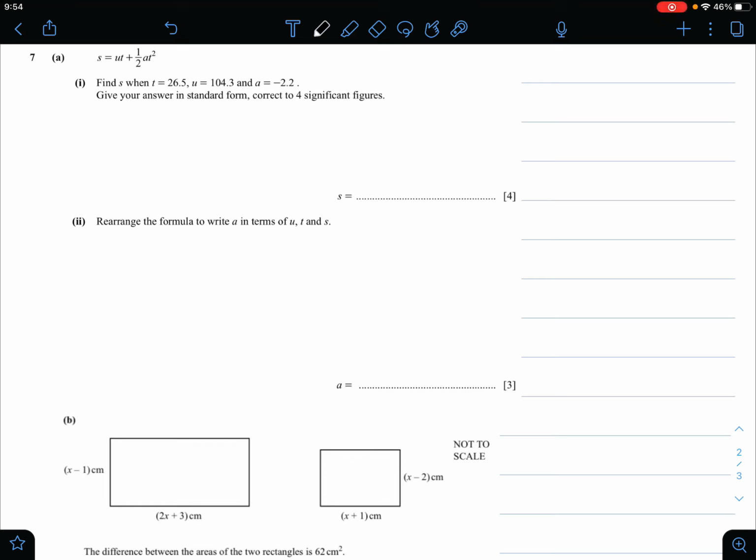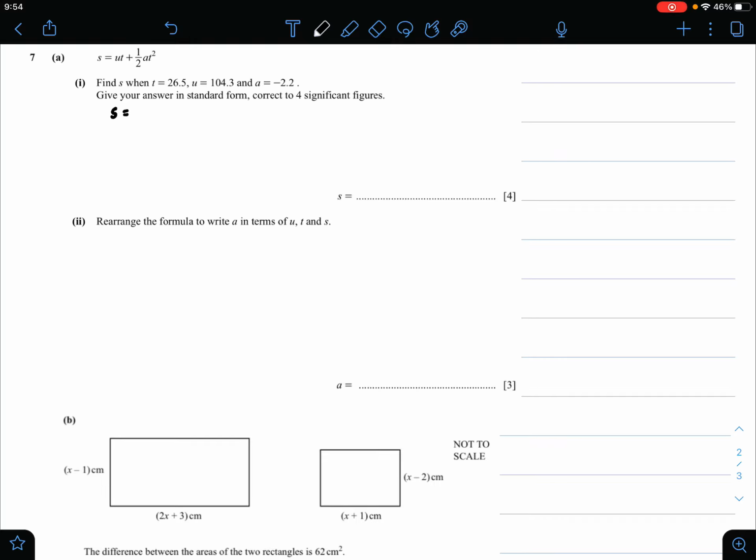Welcome to ANS Solver, question 7 of this paper. For part A1, they are asking us to solve. They've given us the values of the different variables in the equation, and we have to get a value or an answer for the S variable. So let's go ahead and do that.